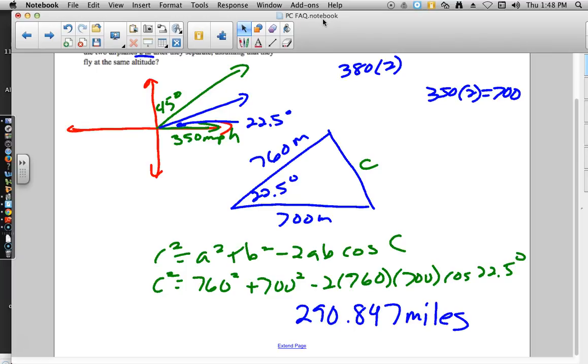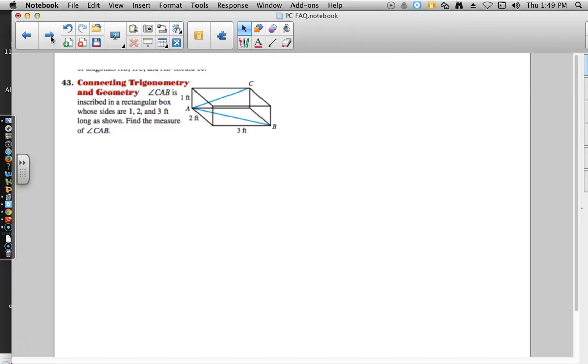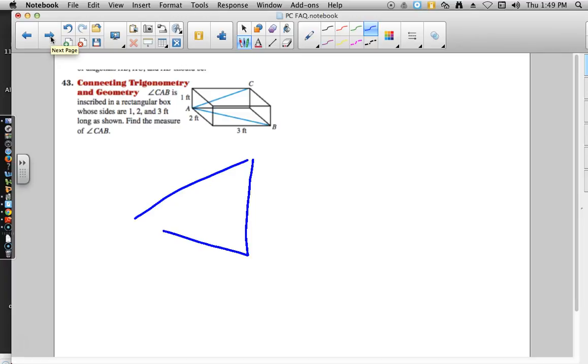Then you had one more, and that was number 43, and it's kind of a whopper. Got to use the Pythagorean theorem several times here. Angle CAB is inscribed in a rectangular box whose sides are 1, 2, and 3 feet long as shown. So now, I want to find the measure of angle CAB.